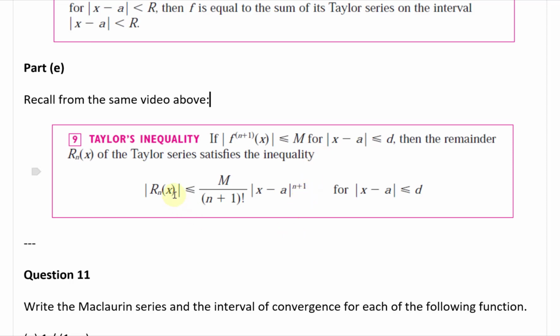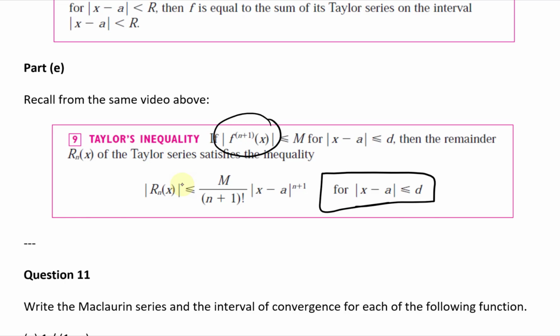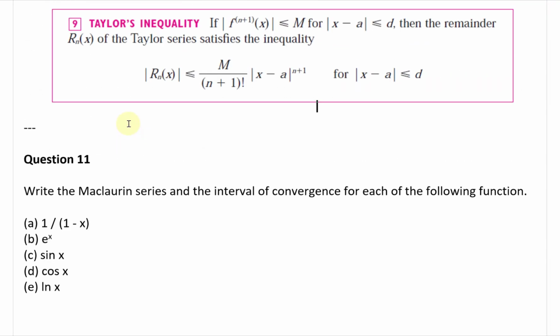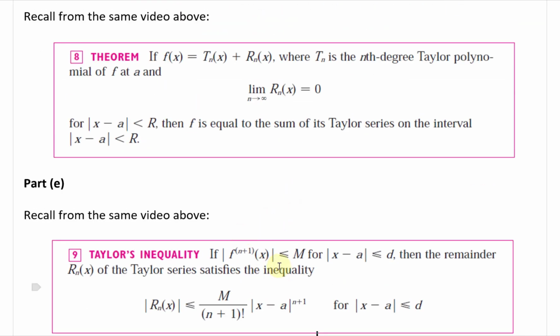Inequality right here. So the absolute value of the remainder Rn of x is less than or equal to M, which bounds this n plus 1 derivative, divided by n plus 1 factorial, times the absolute value of x minus a to the power of n plus 1, for all x with absolute value of x minus a less than or equal to d. So yes, a pretty big inequality. And in that video, I went over the proof of it, which is quite remarkable, or just tedious and so on. But anyways, that is set up there.